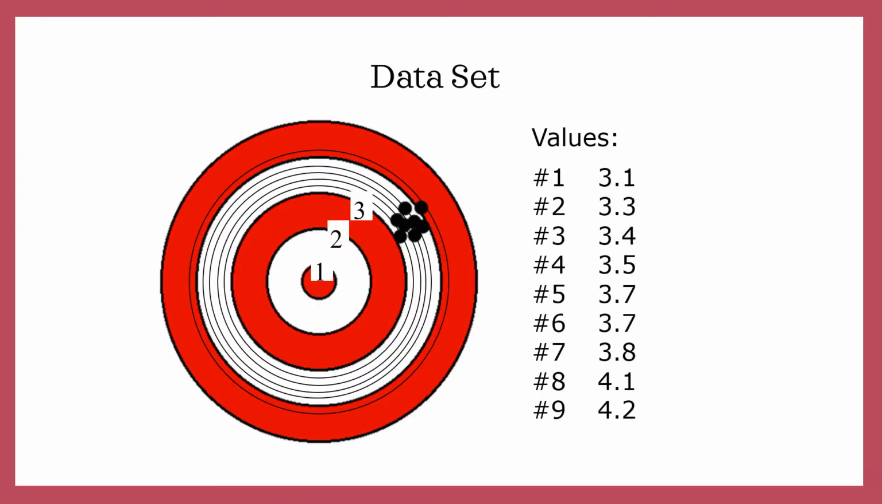So let's start with the data set. Say I have my target here, and from the center to the first line is 0 to 1. From this circle to this circle is 1 to 2, 2 to 3, 3 to 4, 4 to 5. And then I have my circles around here, like 3.1, 3.2, 3.3, and then here's a 4.1, right? So this is my set of data values from throwing my darts. I gave them a value.